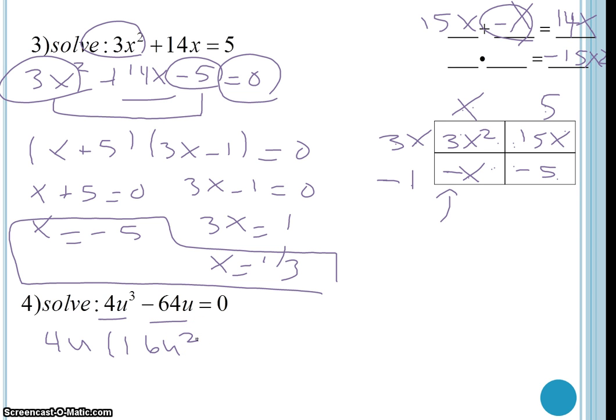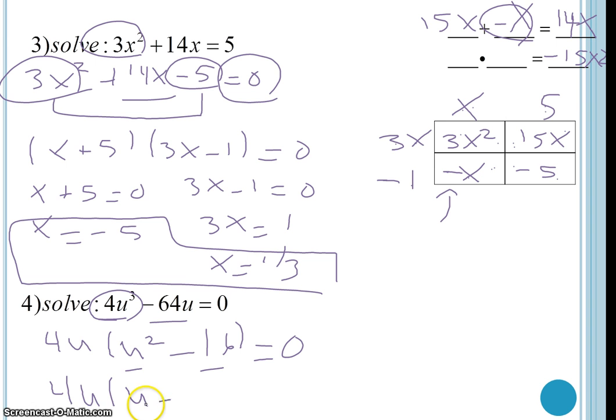Oh, sorry. That's not 16. Let me pause this. Okay, so 4u times what I have left when I pull a 4u out: 4u cubed is a u squared, minus 4u goes into 64u 16 times equals 0. And I notice the u squared and the 16 is a difference of squares, so it factors as 4u times u minus 4, u plus 4 equals 0, because you take the square root of the first and the square root of the second, and you make 1 minus and 1 plus.